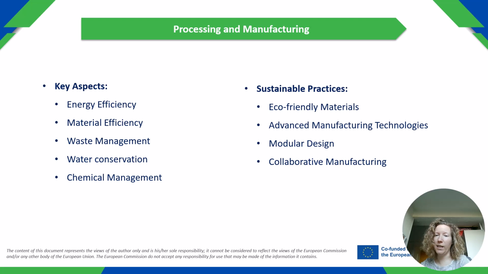Establishing systems for recycling and reusing offcuts, sawdust, and other byproducts within the manufacturing process also helps. Waste to energy: converting waste materials into energy through processes like gasification or anaerobic digestion. Then there's water conservation. We have closed-loop water systems. Implementing closed-loop water systems to recycle and reuse water within the manufacturing processes is an efficient way. There are also water-efficient technologies, and using these technologies and practices can reduce water consumption.